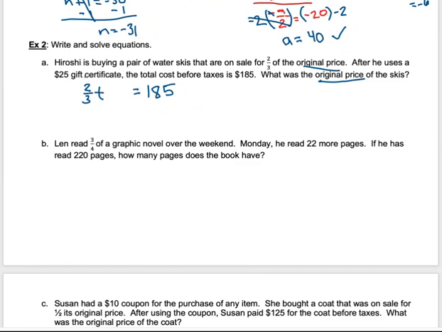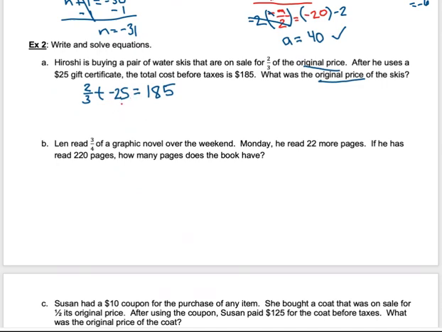And he used a $25 gift certificate. So what does that gift certificate do? It takes $25 off of that original price. So I'm actually going to subtract $25 from this. So here I have this equation that I was able to write from the problem. So I have 2/3 of the original price minus $25 equals $185. So now I can solve.